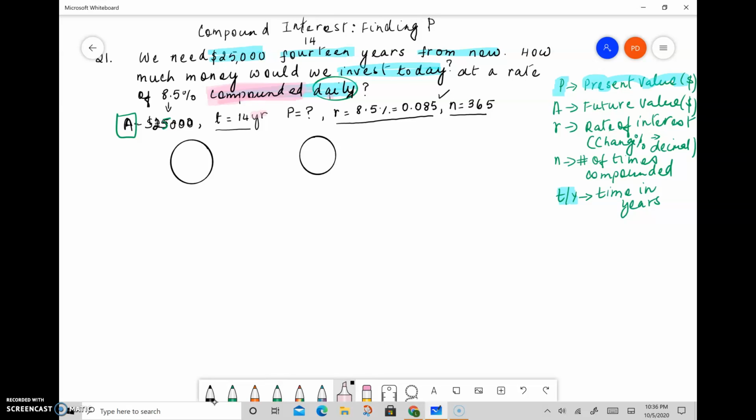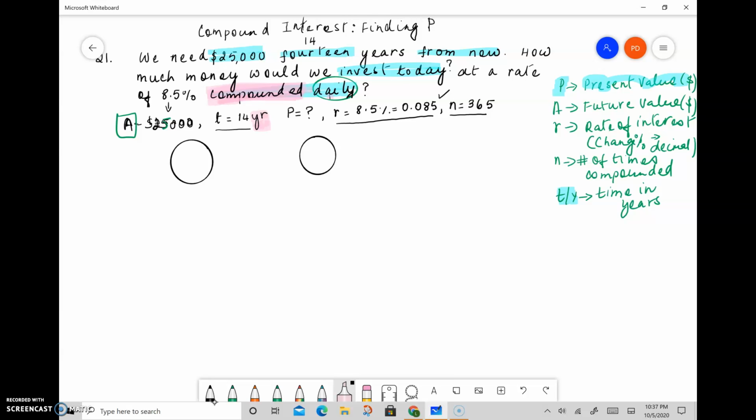The amount of time it's going to sit in the account is 14 years. Remember that T is the letter that denotes time, and years should be the unit of measurement of time. If it's in months or weeks or days, we need to change it to years, and only then are we able to plug it into the formula that is given to us.